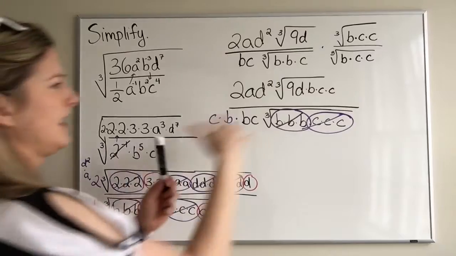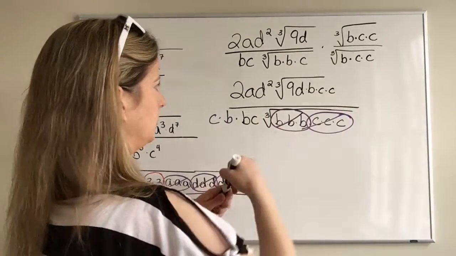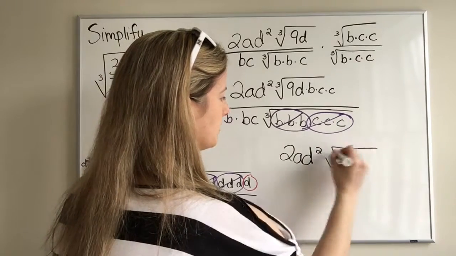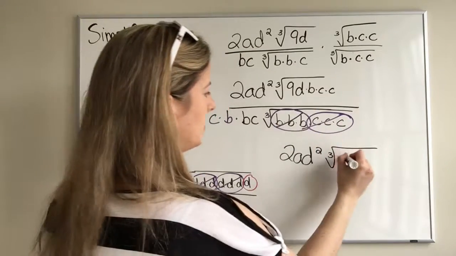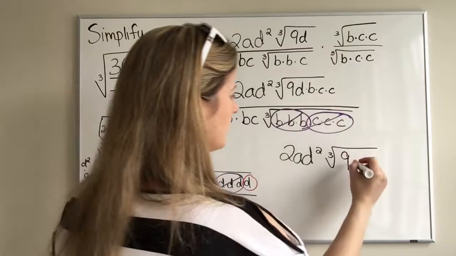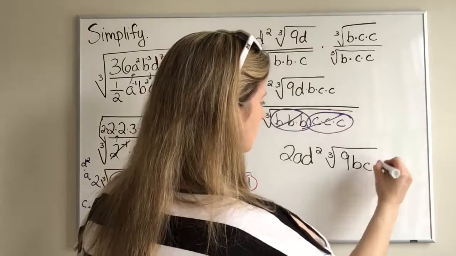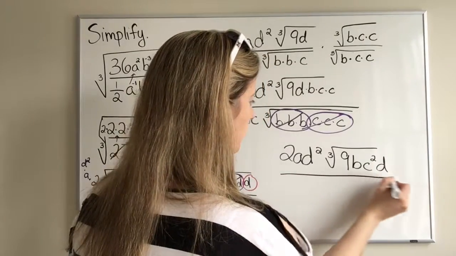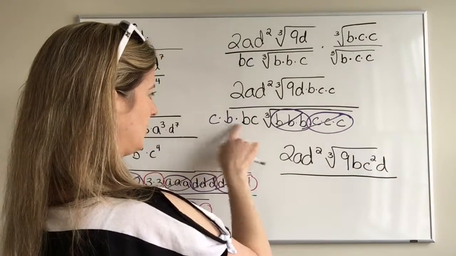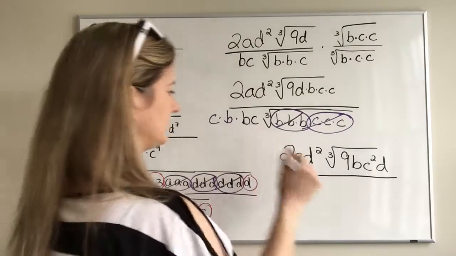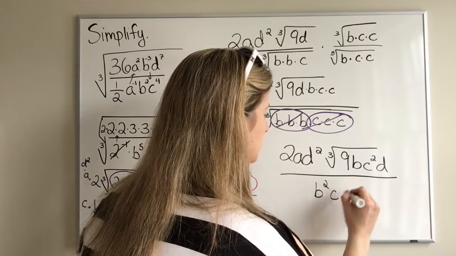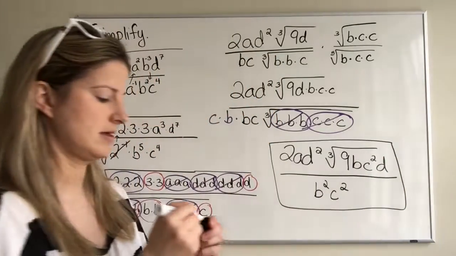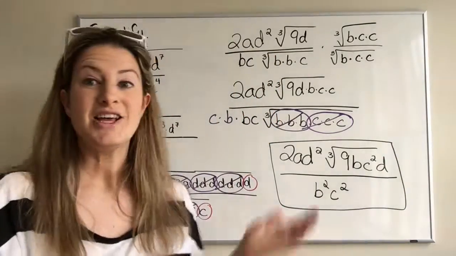So I'm going to rewrite that, and I'm going to multiply this through and alphabetize it, if you will. So I've got 2ad squared times the 3rd root of, and I'm going to go 9, and then I don't have any a's. I got a b. I got 2 c's, so we're going to write it as c squared, and I got a d. Over, and then in my denominator, I've got b times b times c times c, so that's just going to be b squared c squared. Okay? So there you go.